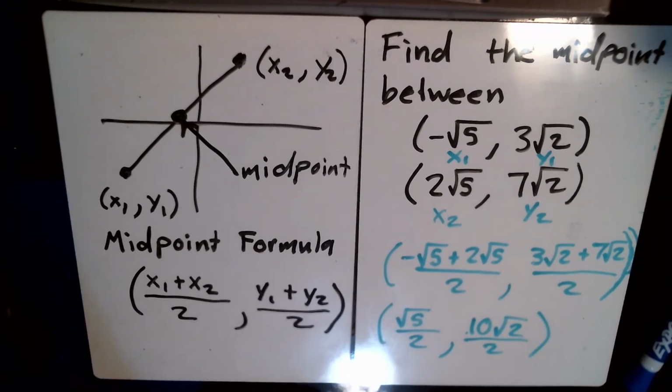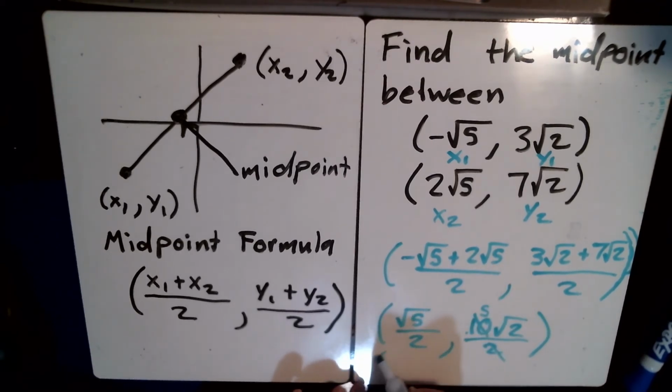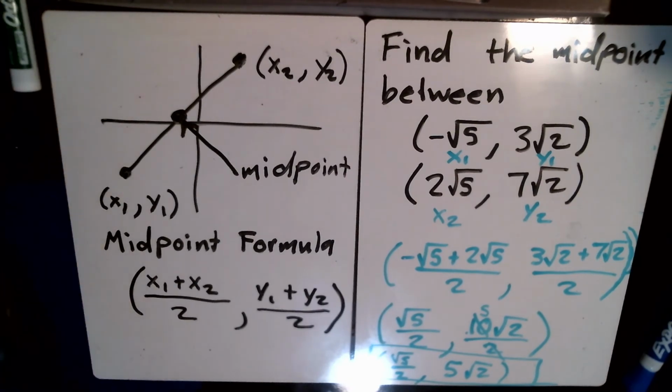So we can simplify this last one a little bit. 2 does go into 10, so we can cancel that out and get a 5 there. So I would get square root of 5 divided by 2, and 5 square roots of 2. So that would be my midpoint. Again, this is an example of finding the midpoint between 2 points. It's not too bad, you just use the formula.